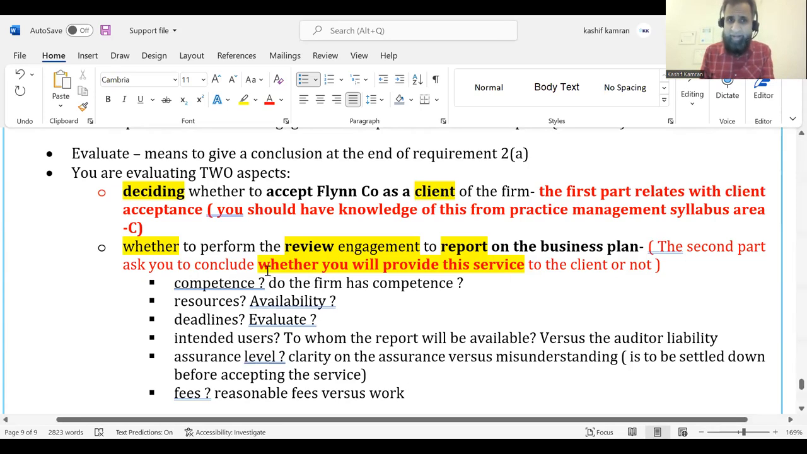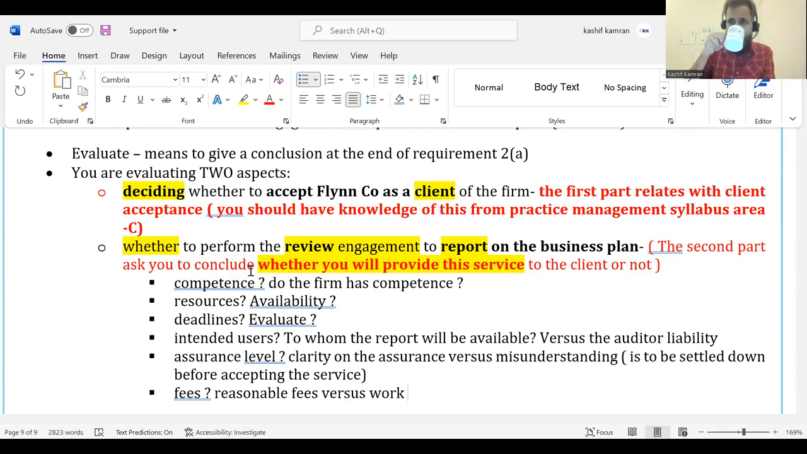Are you clear with the second parameter, whether to perform a review engagement to report on a business plan? Are you all clear with it? Waiting for your answers. So are you clear with the parameter of offering a service, whatever the service is? Are you clear with the bullets coming under it? Okay, great. Now move on to the next parameter.